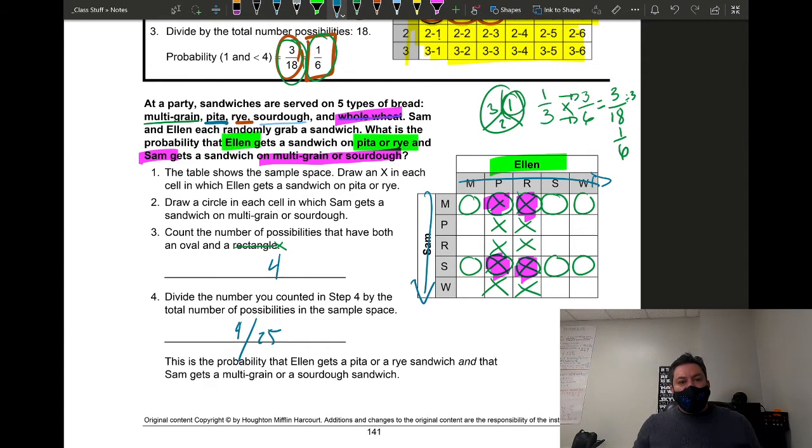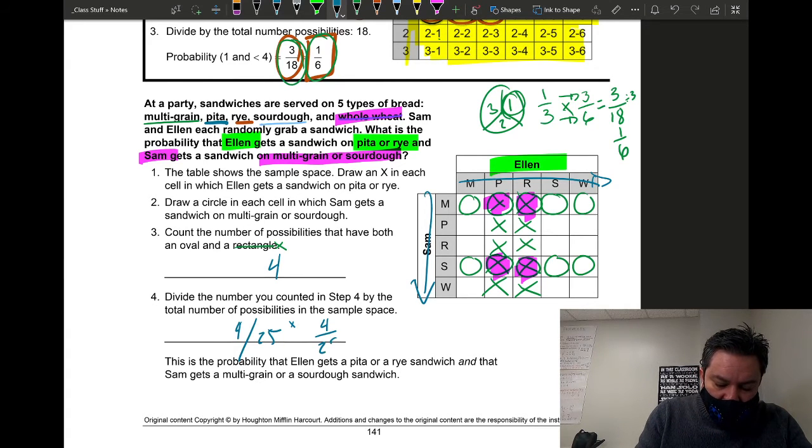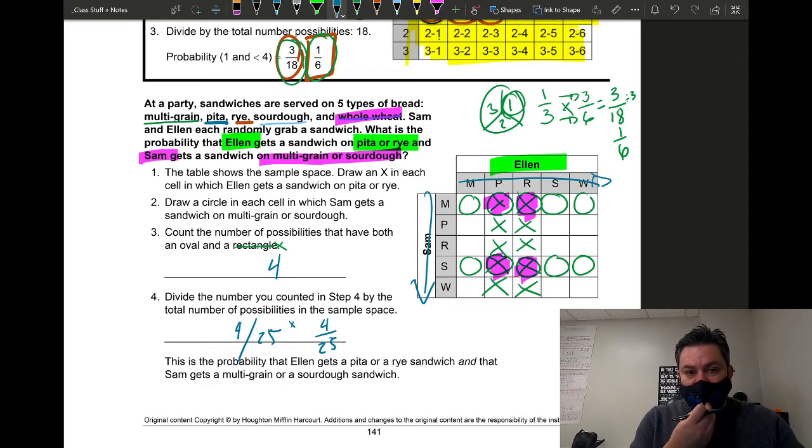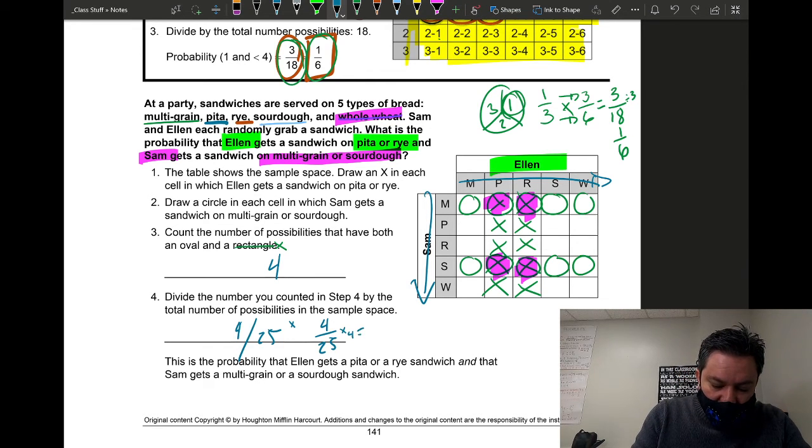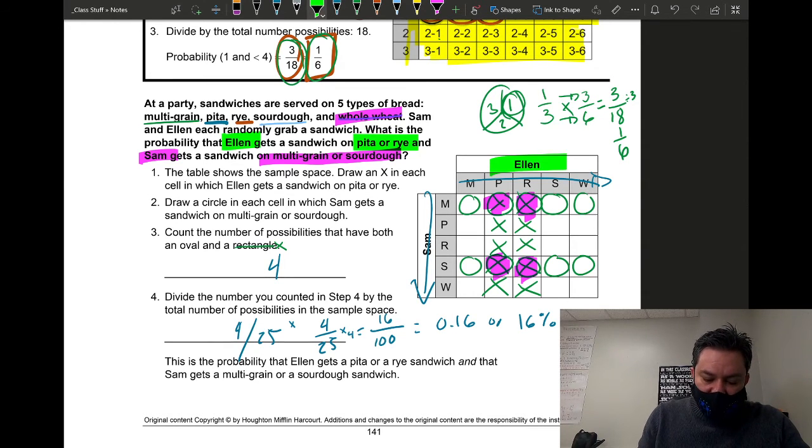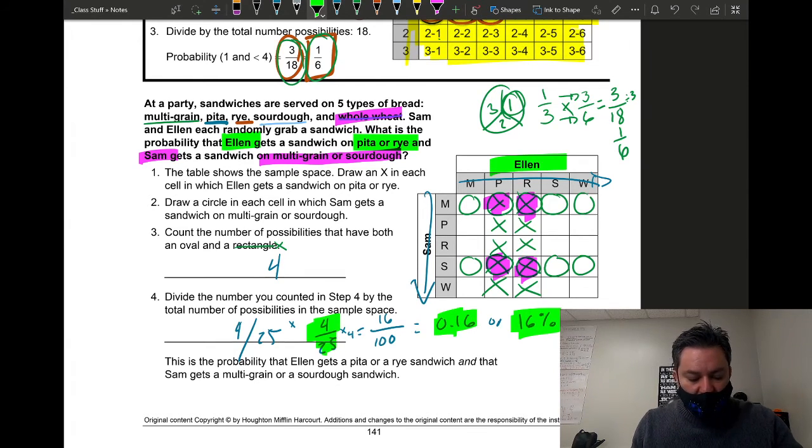Now, if we can simplify that, we do that. In this case, we can't. But yes, you can convert it to a decimal and to a percent. If you have the fraction 4/25, you can easily convert that into hundredths by multiplying times 4. So you get 16 hundredths, which is going to be 0.16 or 16%. So the answer choices they could give you is this, this, or this. Now this is the probability that Ellen gets a pita or rye sandwich and Sam gets a multigrain or sourdough.